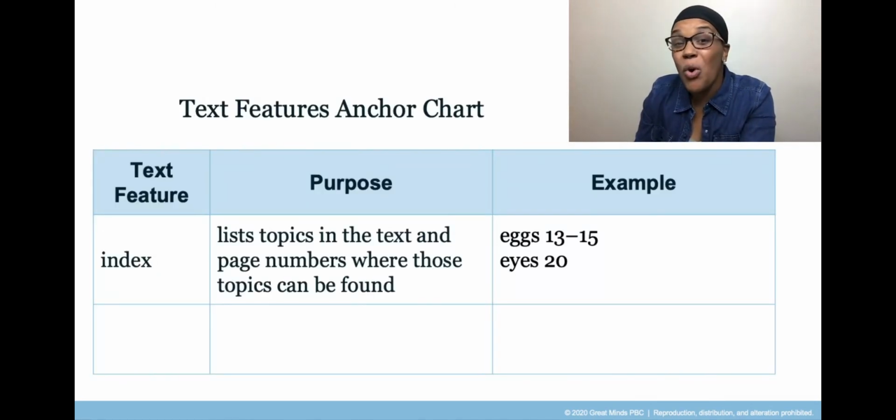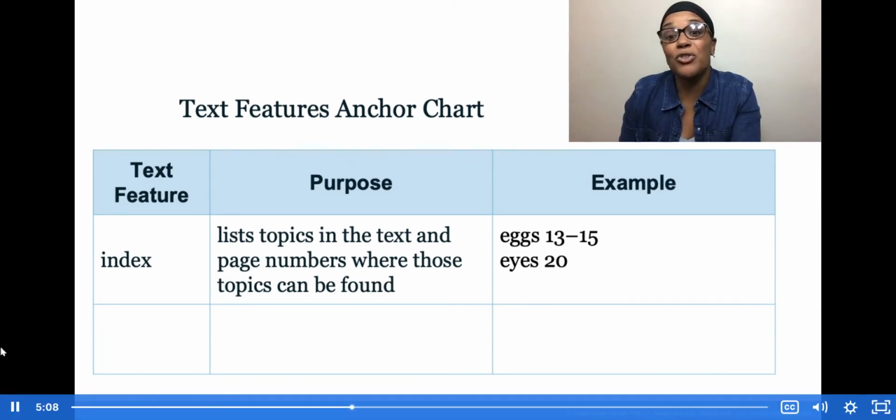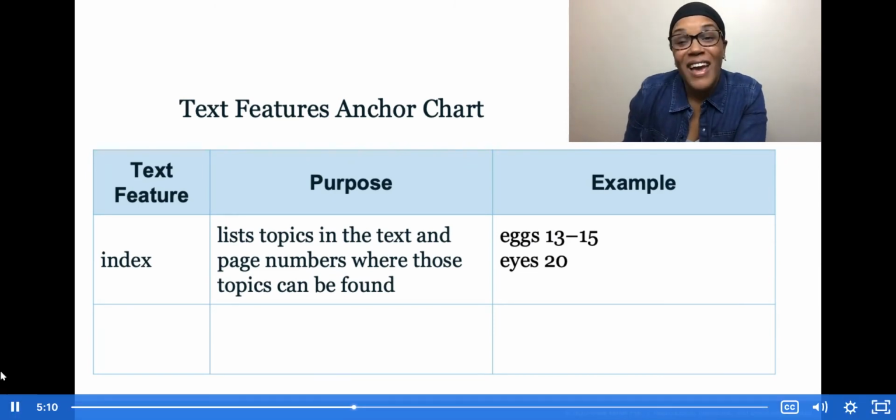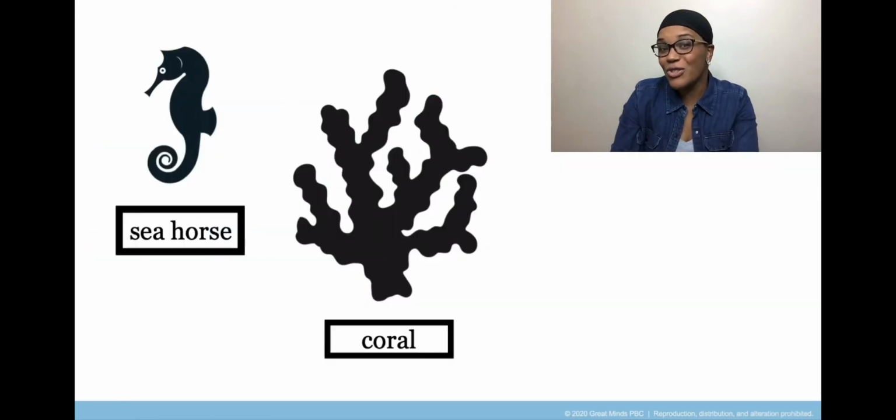As we learn more about text features, it's helpful to collect all of our learning in one spot. The chart on the screen is a chart that will help us remember the purpose of different text features, or how text features help us as readers. And next, we'll discuss another text feature. What text features do you see on this slide?